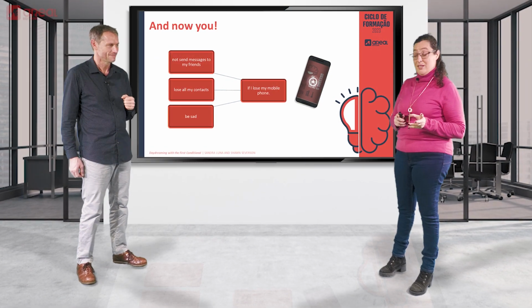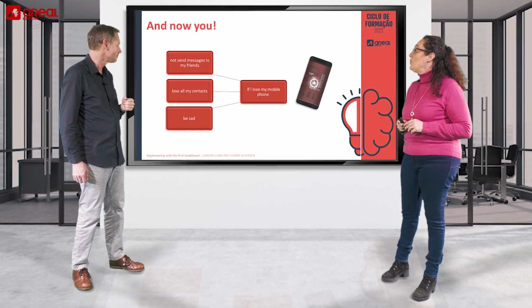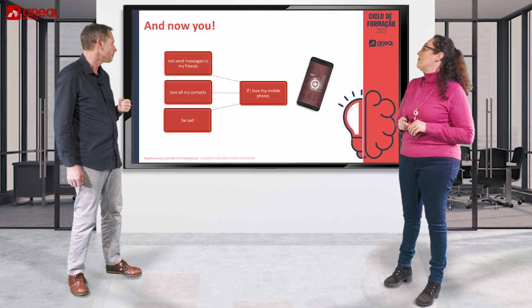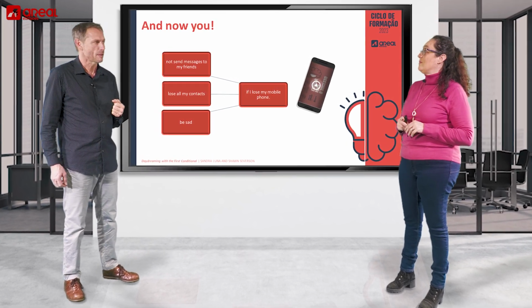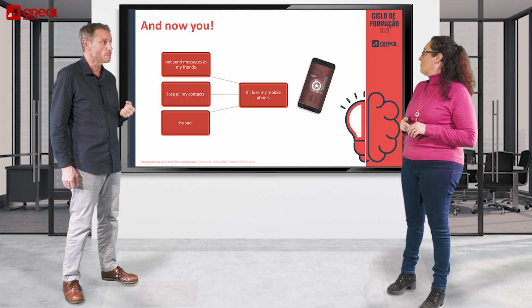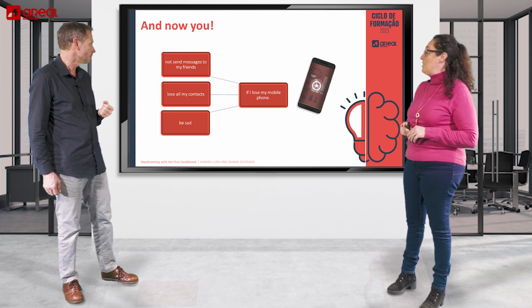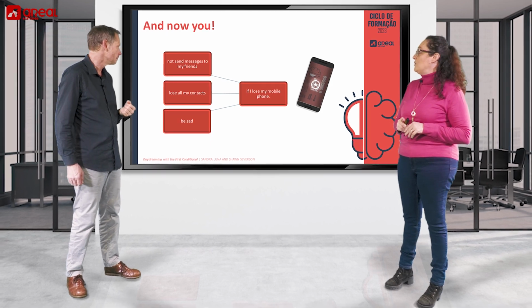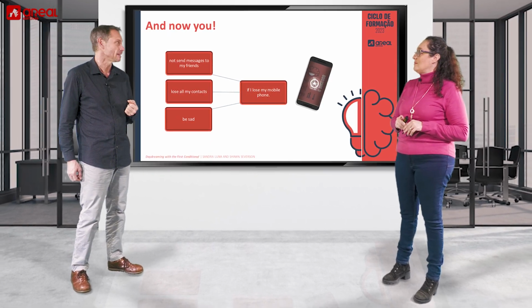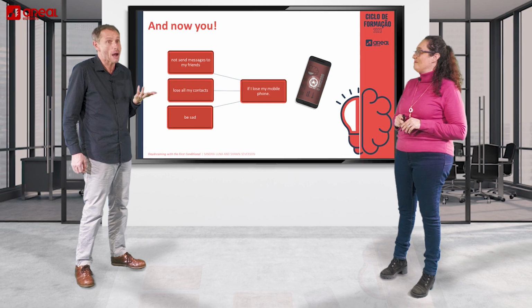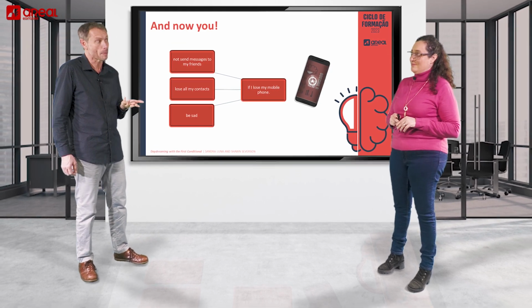Okay, so that's done, right? Shawn, can you do the first one for me, please? I can't send messages to my friends if I lose my mobile phone. I will lose all my contacts if I lose my mobile phone. I'll be sad if I lose my mobile phone, or I might be sad if I lose my mobile phone.